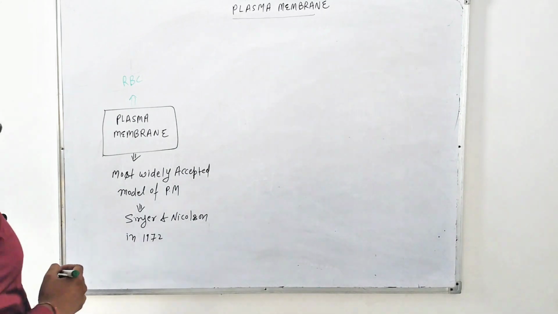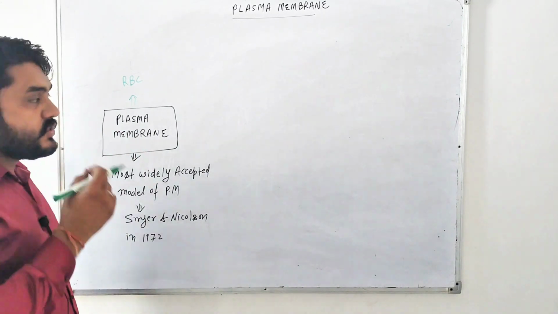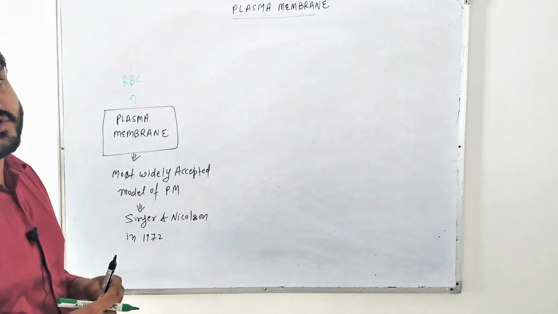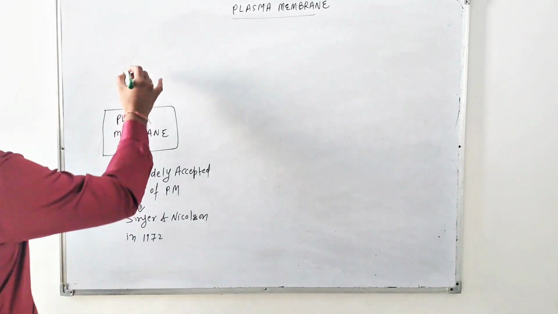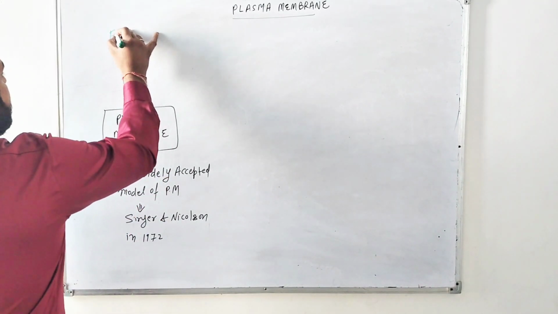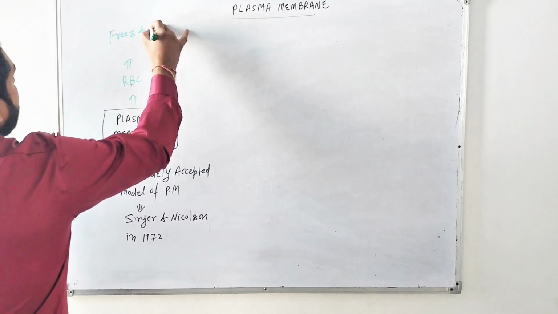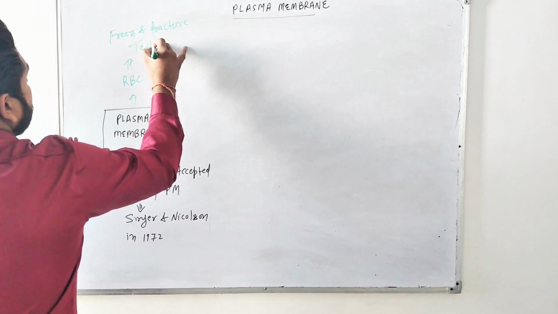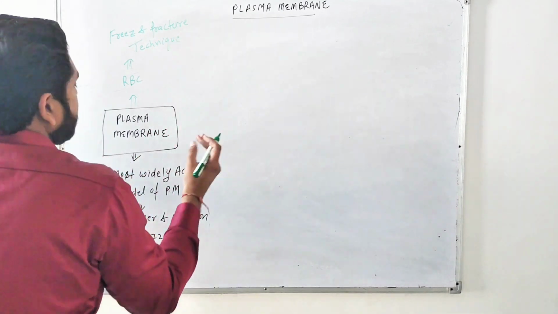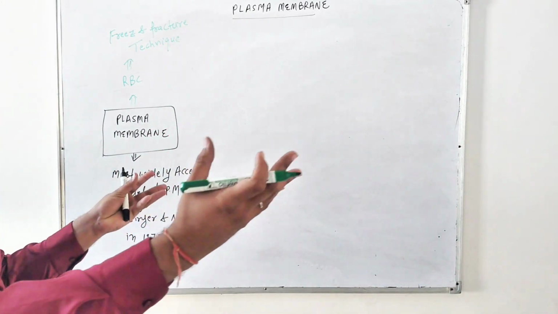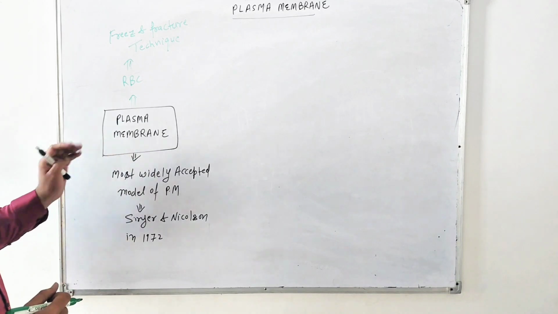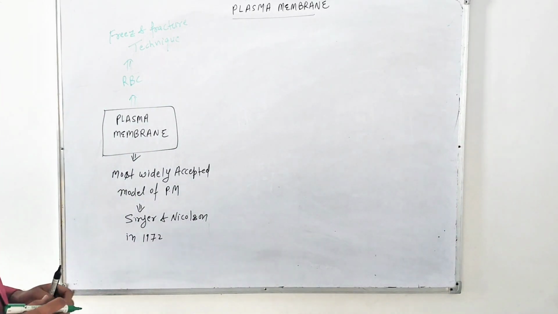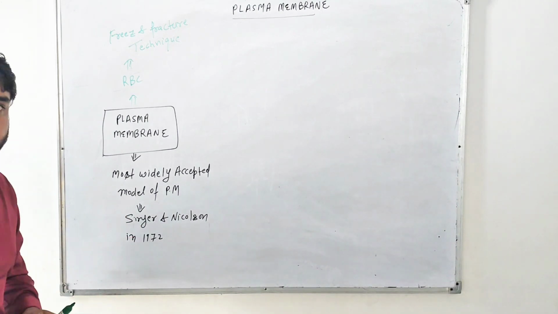It does not have a nucleus and it is easy for the study. So the RBC was used to understand the structure of the plasma membrane, and the technique which was used was the freeze and fracture technique. It means you first freeze the membrane and then fracture it into different components. So the most widely accepted model of the plasma membrane was given by Singer and Nicolson in 1972.